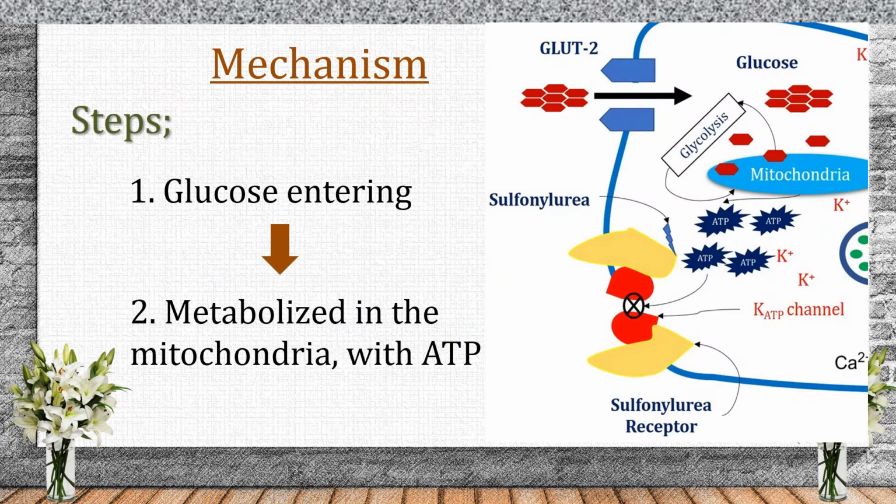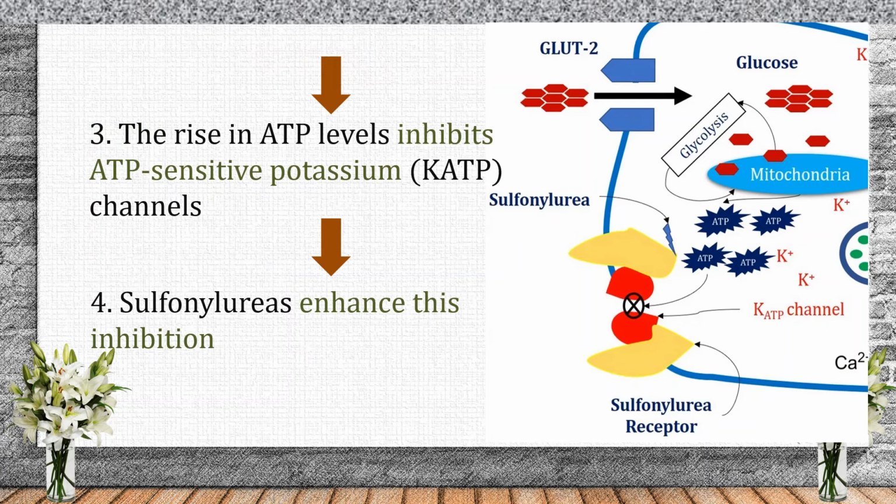Let's explore how sulfonylureas stimulate insulin secretion in pancreatic beta cells. The process begins with glucose entering the beta cell through GLUT2 transporters. Once inside the cell, glucose is metabolized through glycolysis and further processed in the mitochondria, leading to the production of ATP, our cell's energy currency. The rise in ATP levels inhibits ATP-sensitive potassium channels, also known as K-ATP channels.